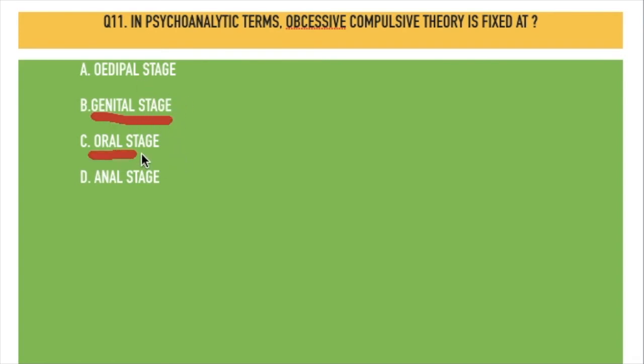And in oral stage, if oral stage is not completely developed, there will be smoking, overeating, obesity, alcoholism, nail biting, drug addictions, etc. Smoking will be there, alcoholism will be there if oral stage is not completely developed. And OCD is fixed at anal stage. Option D, anal stage is the answer.